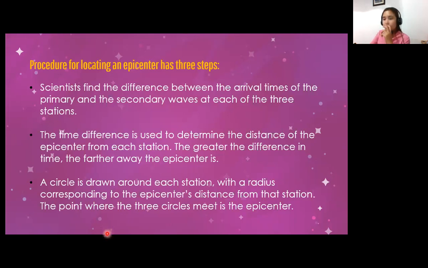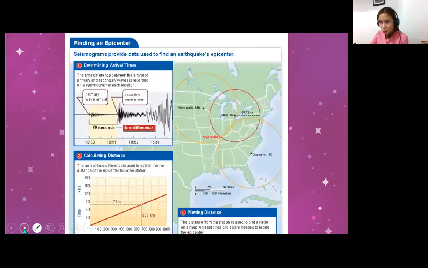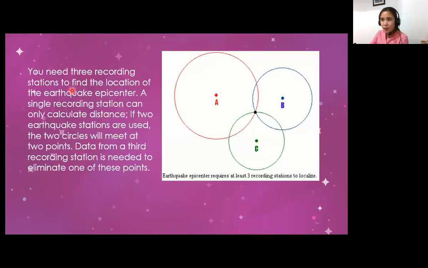I'm going to show it to you later. A circle is drawn around each station with a radius corresponding to the epicenter's distance from that station. The point where the 3 circles meet is the epicenter. So, paano? So, halimbawa, ganito.